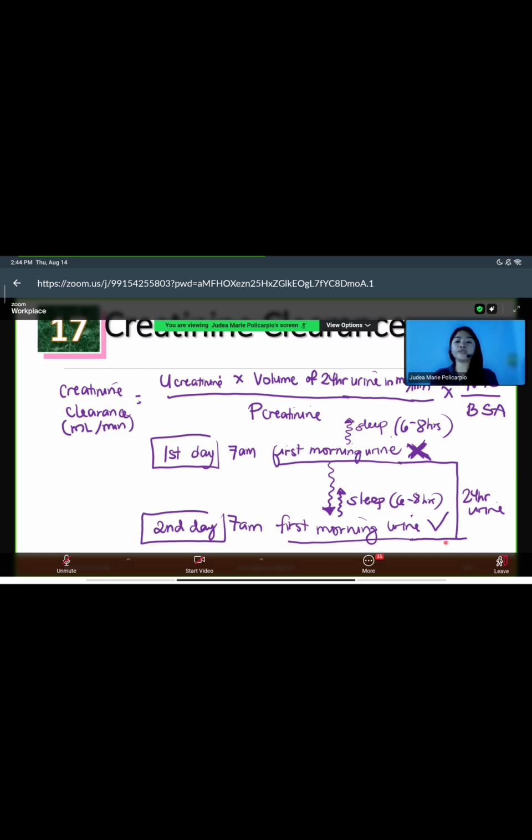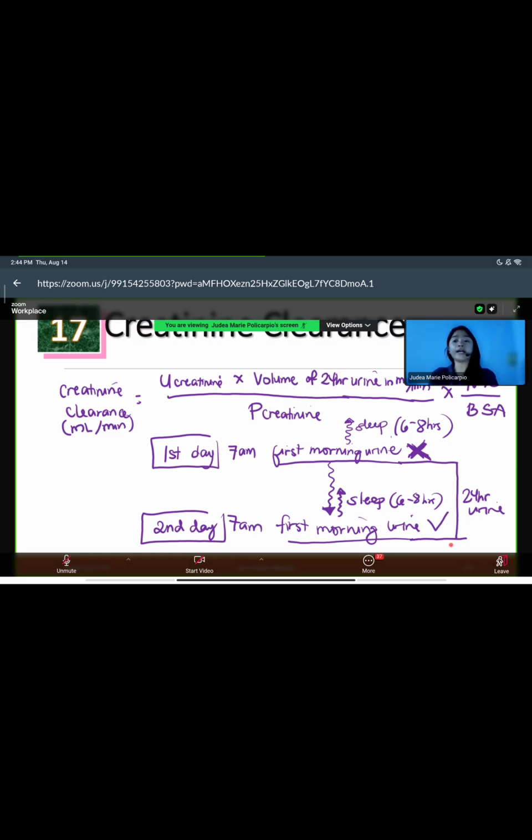The 24-hour urine should be expressed in what? The 24-hour urine should be again expressed in ml per minute. Again, why do we have to express it in ml per minute? Kasi creatinine clearance is expressed in ml per minute. So kailangan yung 24-hour urine mo dapat naka-express na in ml per minute kasi ang ending na unit ng creatinine clearance natin is also ml per minute. Okay? Kaso, ang given sa atin kadalasan, ml per day, ml per 24 hours.